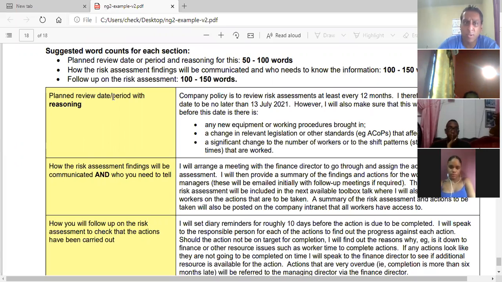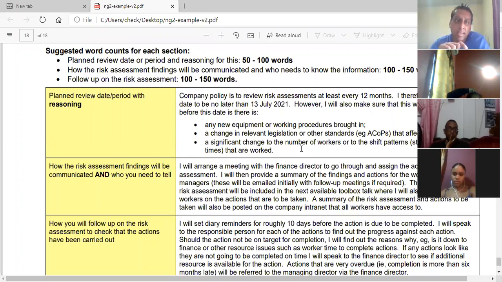So let's go straight into this. What you're going to do here is give them the plan review date period with reasoning. A lot of students will just give the date and stop, in the old scheme, right? And again, the old scheme is 4 months now. So: company policy is to review risk assessments at least every 12 months. I therefore set the review date to be no later than the 13th of July, 2021. However, I will also make sure that this will be reviewed before this date. This is supposed to be read as: if there is any new equipment or working procedures brought in, a change in relevant legislation and/or standards, a significant change in the number of workers or to the shift pattern.